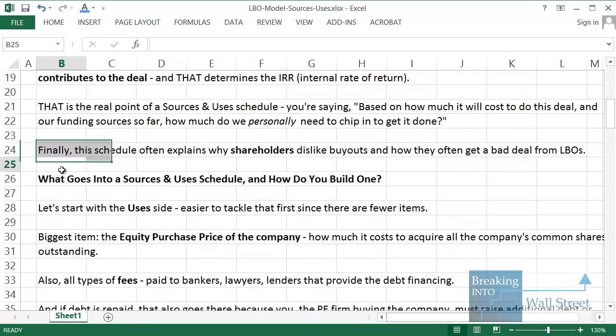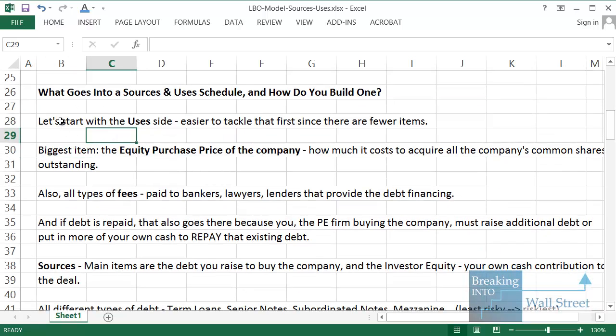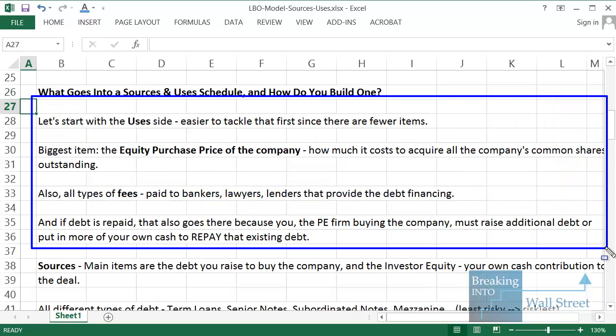Step 2, we want to go into what goes into a sources and uses schedule and how you build one. And I think it's easiest here to start with the uses side. So in other words, what you have to spend money on when you buy a company. And there are basically 3 main categories here. Number 1 is the equity purchase price of the company. So you have to buy all the company's outstanding shares to acquire a company, or if it's private, you just pay a lump sum for the company.